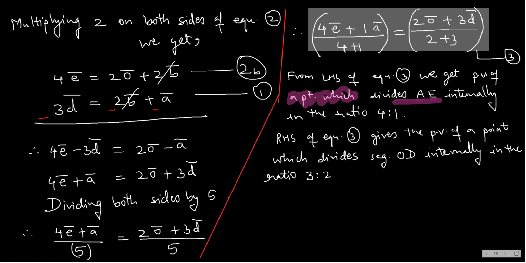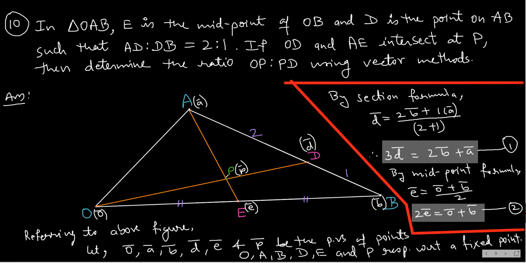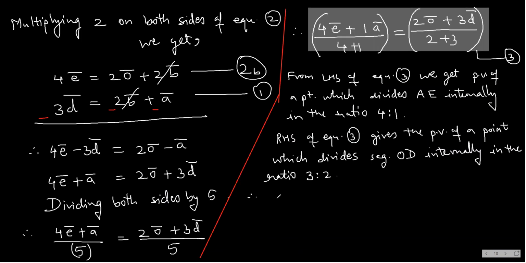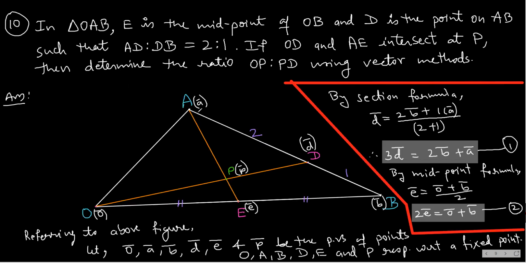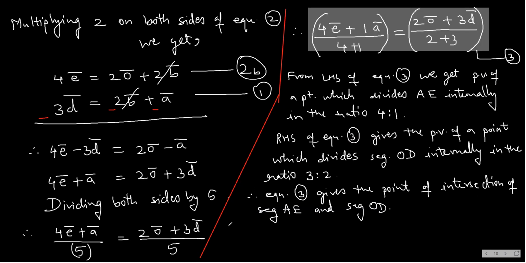And we are given that the point of intersection of AE and OD is point P. So equation 3 gives the point of intersection of segment AE and segment OD, that is, equation 3 gives the position vector of point P. See what we got? We got the position vector of point P.